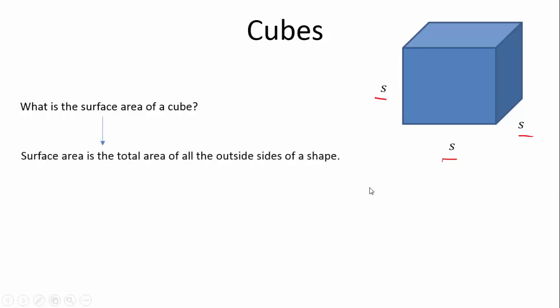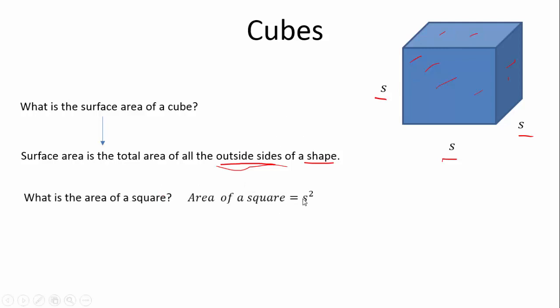What is surface area? Surface area is the total area of all the outsides of the shape. Pretty badly written, but it's the surface area of all the outward sides. That's better written, outward sides of a shape. That makes a bit of sense, hey? What is the area of a square? We've learned the area of a square. The area of a square is s squared. So if we were to just look at this area here, that is s squared. You've done that in the 2D shapes.